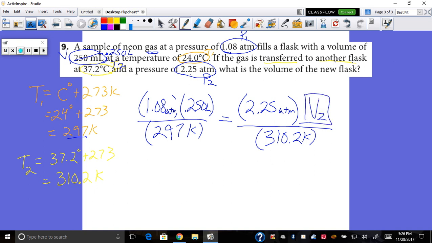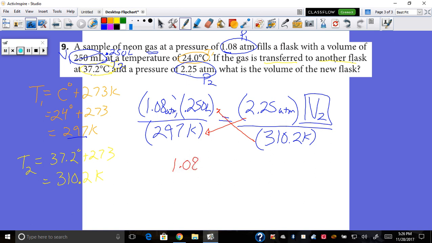Okay, here's where students tend to have the problems. You're going to cross multiply and divide. So this is going to get multiplied by the things up top. This number here is going to be down here in the denominator and multiplied by what's already there, 297. So if we can rewrite this and organize it, it should look like this.